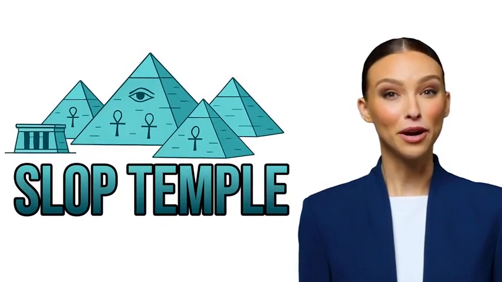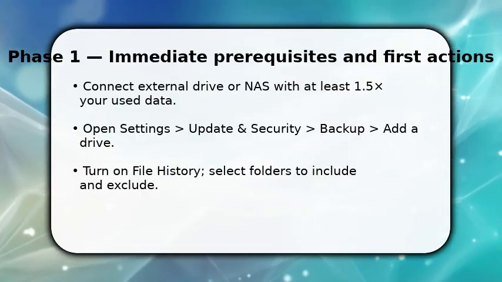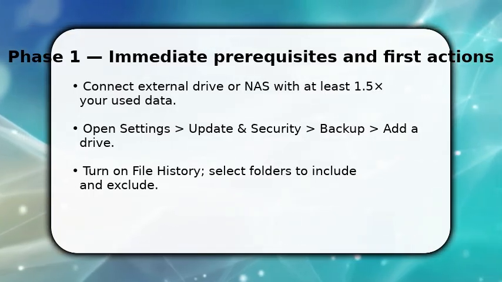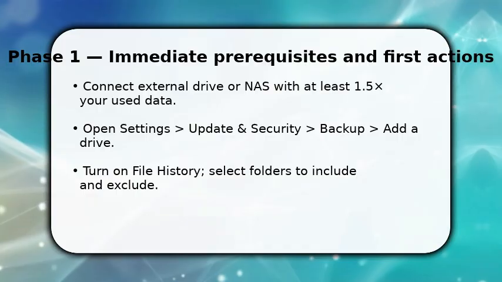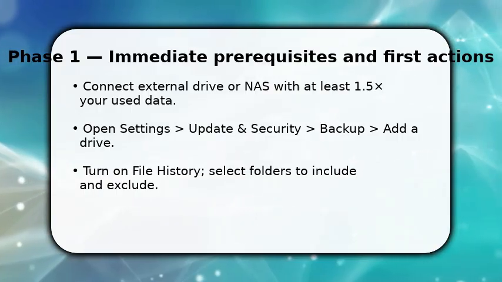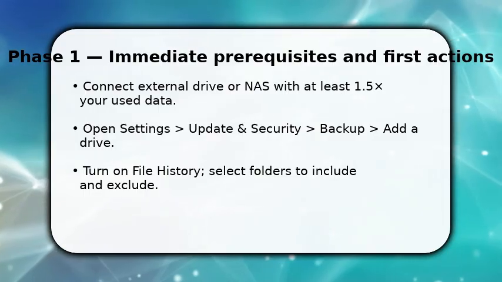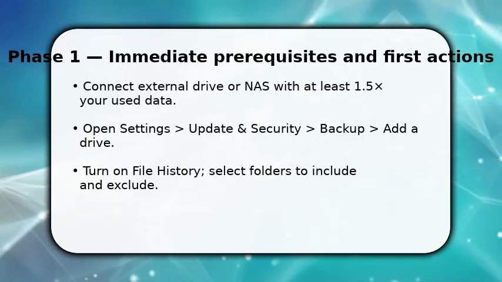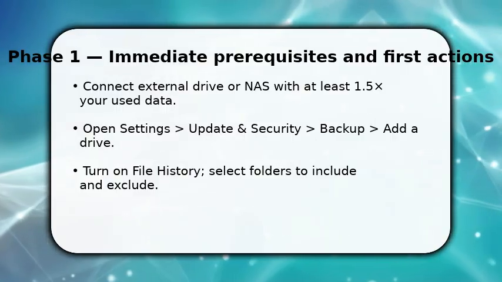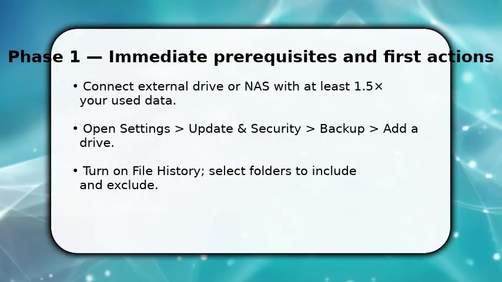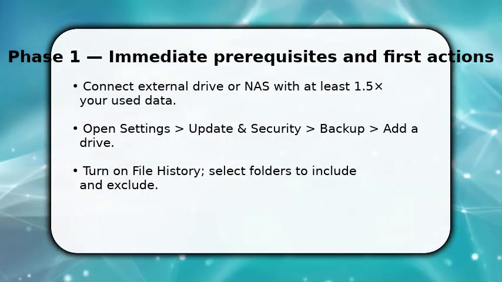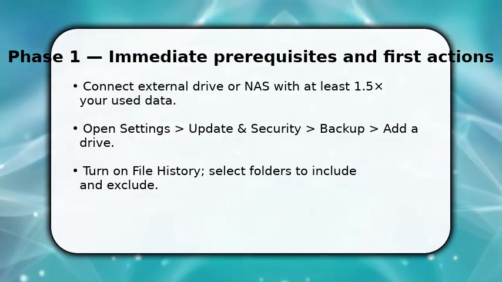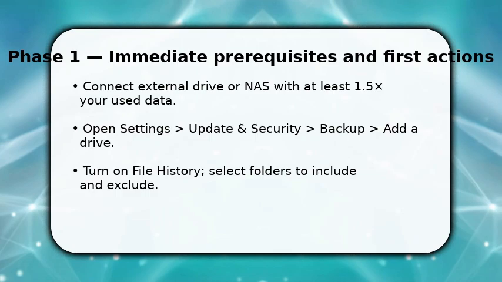We pray this video helps. You start by preparing storage and turning on Windows built-in backup. Plug in an external HDD or Mappa NAS. Make sure it has 1.5 times your used space. Then open Settings, go to Update and Security, choose Backup, and click Add a Drive. Once done, enable File History and immediately pick which folders to include and which to exclude. This gets continuous, versioned copies of documents, desktop, pictures, so you can recover recent edits without a full system image.